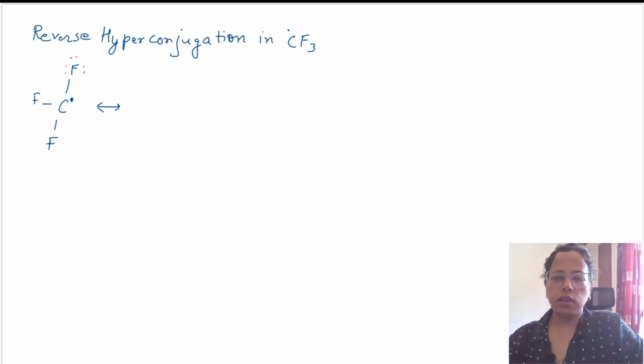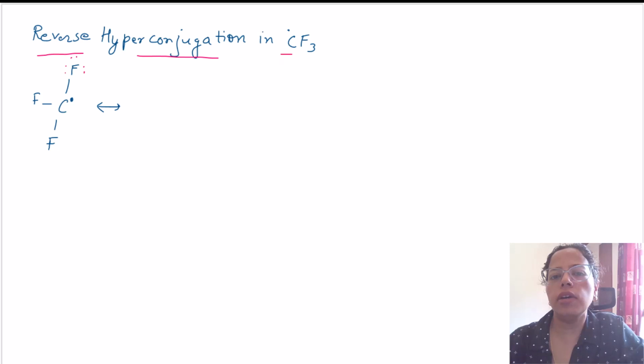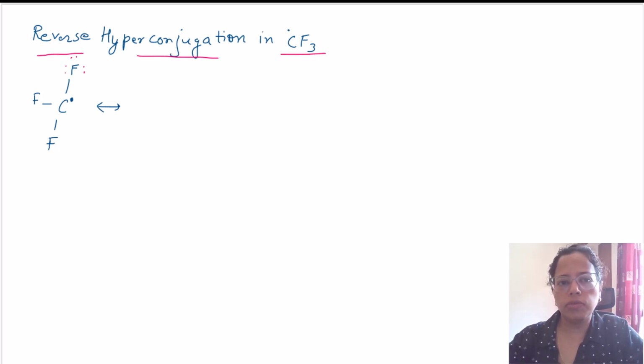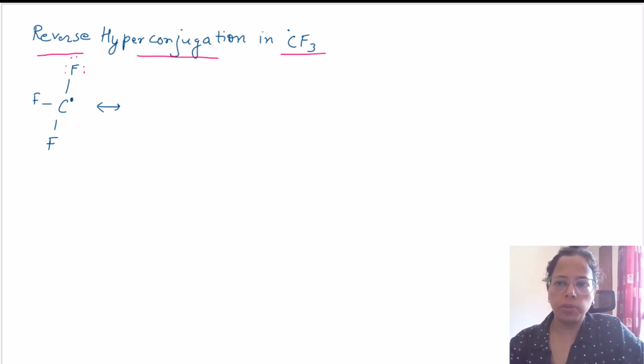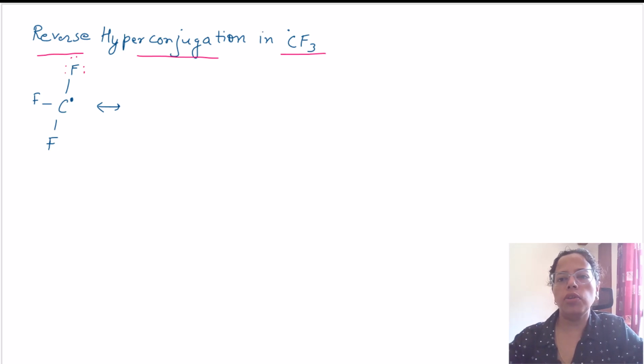Another reason given for this lower bond angle in the CF3 radical as compared to the CH3 radical is the occurrence of reverse hyperconjugation in the CF3 radical. Now we know about the hyperconjugation that you have observed in, like, the ethyl free radical. There has to be a sigma bond, and the flow of electrons occurs from the sigma bond to an empty p orbital. But in reverse hyperconjugation, the electron flow is just the reverse. The electron flows from a filled p orbital to a neighboring sigma star orbital.